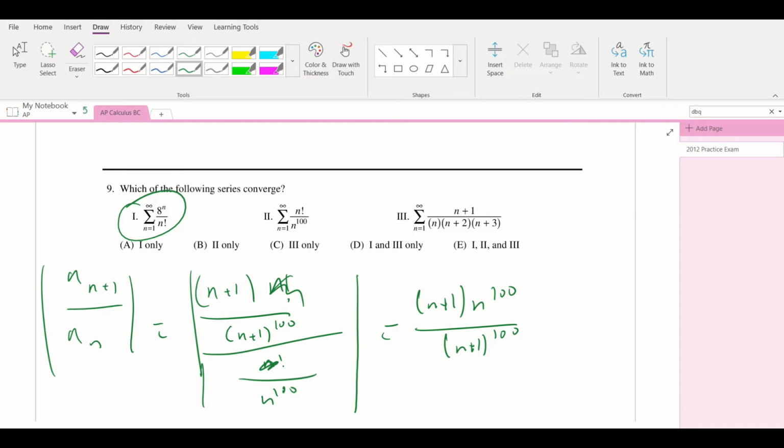All right, hang on. Let me think for a while here. Well, I mean, the limit as this reaches infinity is obviously just going to near 0 because this part is greater than this part. So 2 also converges.